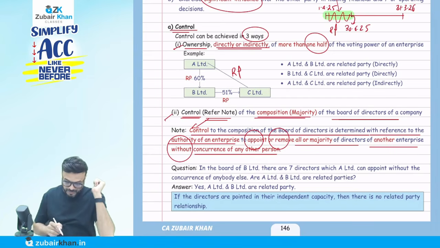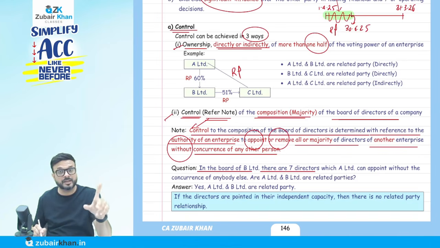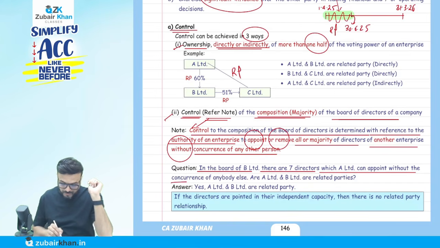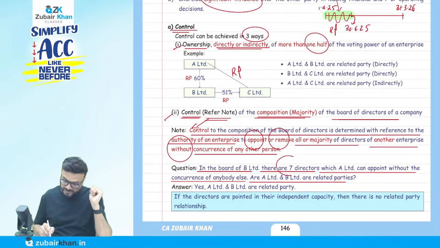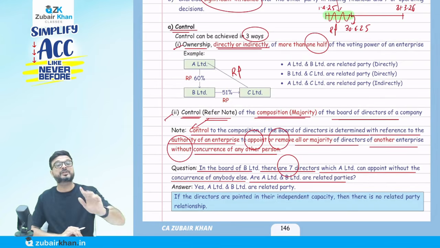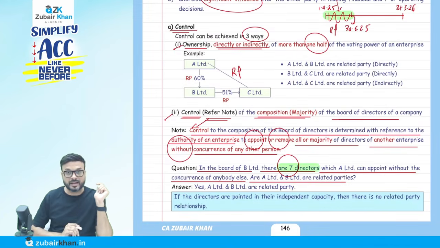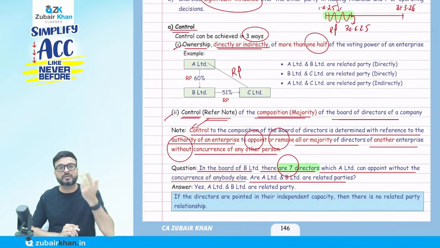They gave the question that in the board of B Limited there are 7 directors, which A Limited can appoint without the concurrence of anybody else. Are A Limited and B Limited related parties? Now understand this. There are 7 directors in the board of B Limited which A Limited can appoint without the concurrence of anybody else. So all of them can be appointed by A Limited. Are A and B Limited related?